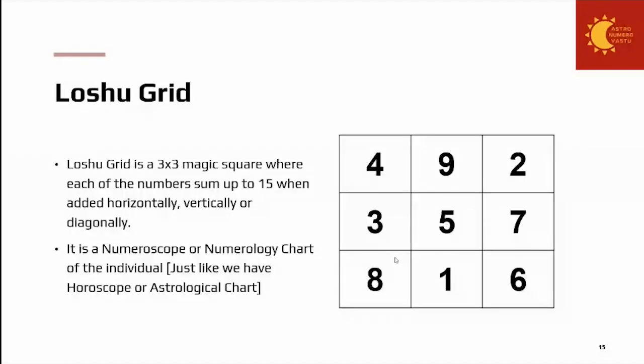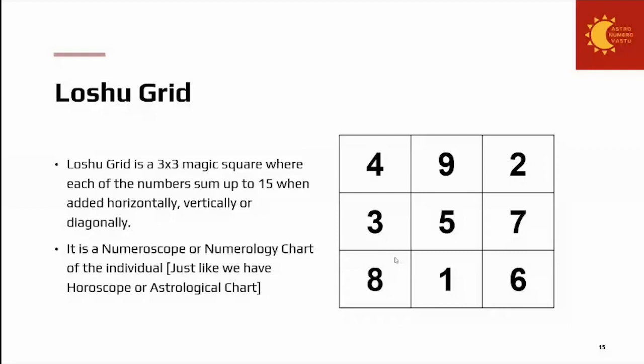Now this is how the Loshu grid looks. As you can see, this is a 3x3 matrix, and it's basically a magic square. Why is it a magic square? Because when you add the numbers horizontally in each of the rows, or each of the columns, or across both the diagonals, the total comes out to be 15.